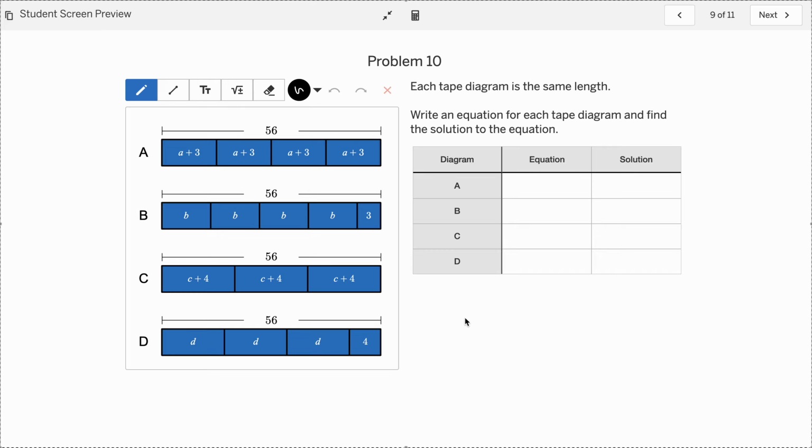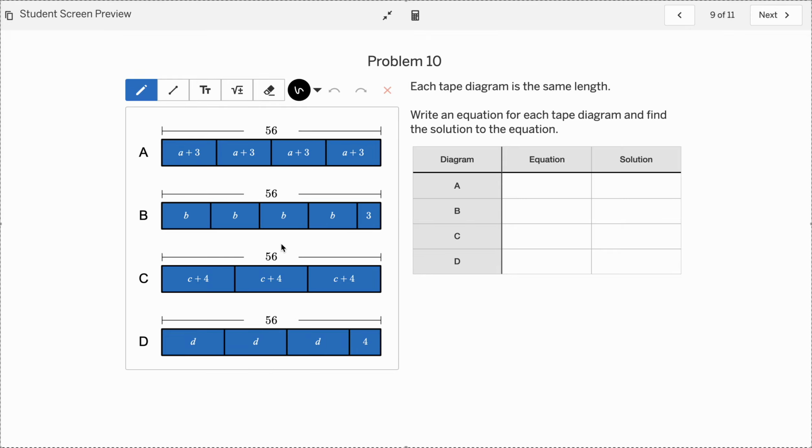So we're jumping in with problem 10. It says each tape diagram is the same length. Write an equation for each tape diagram and find the solution for each equation. I am not going to do all of these equations. I'm only going to do one. And to me, it makes the most sense to do maybe D.